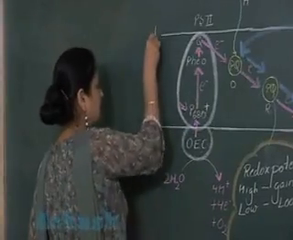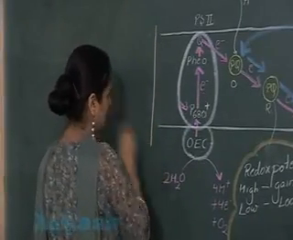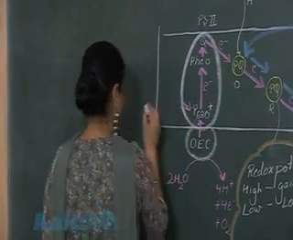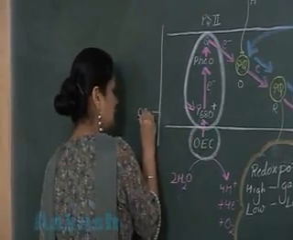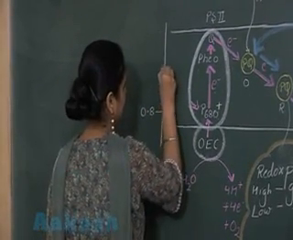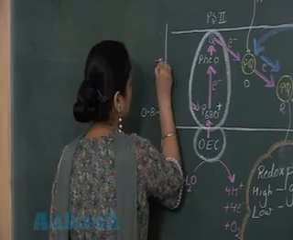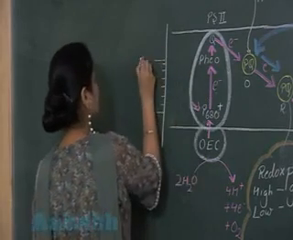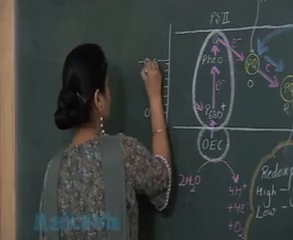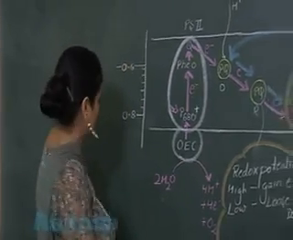So I'm writing the rough value, approximate value of the redox potential here. Let's say for P680 the value is 0.8 and for pheophytin let's say the value is minus 0.6. This is the value of redox potential.